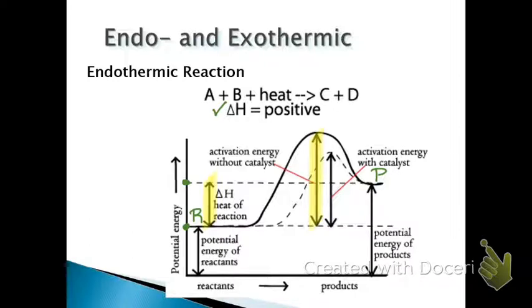Now, if you will notice this arrow right here, and I want you to look at this dashed line here. It has the same general shape as the main curve, but it's shorter. And if you look at the line that's describing it, it says activation energy with a catalyst.